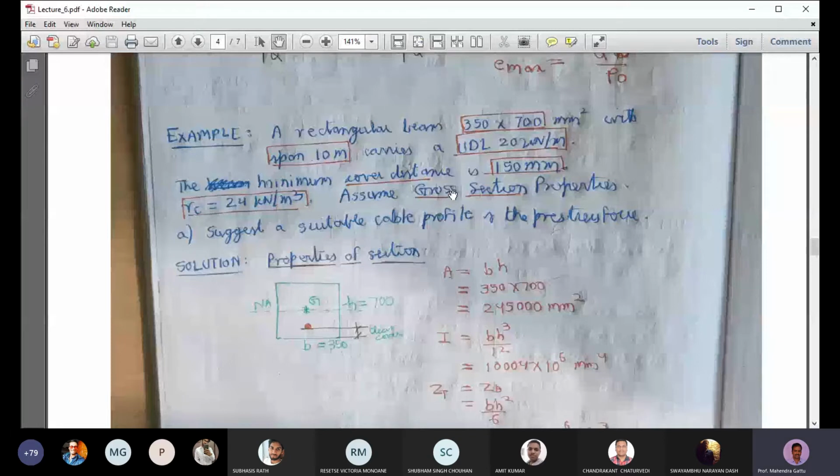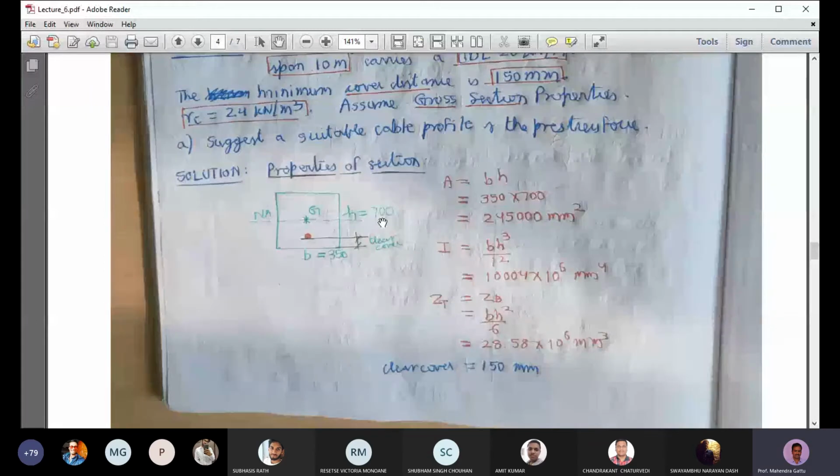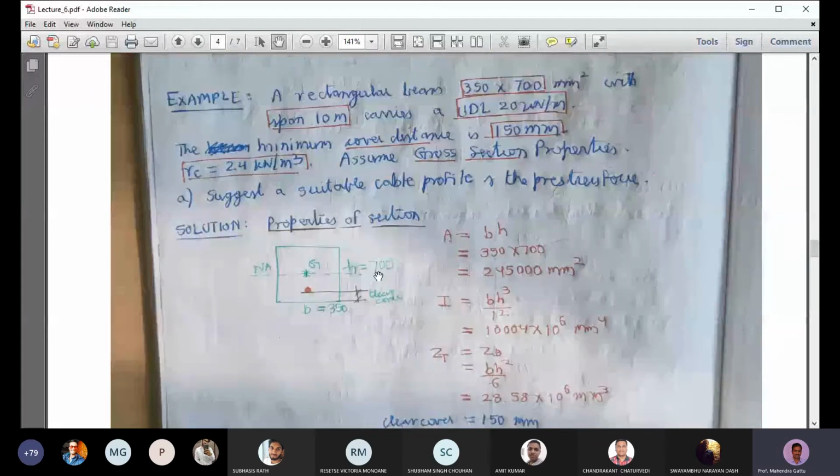For this problem, we'll assume cross section properties. We are asked to find the cable profile and the pre-stress force. We'll do the load balancing and lay out the cable such that the beam will be in a state of pure compression, and the external load due to the dead load and live load, that is the self weight and the UDL, will be balanced.